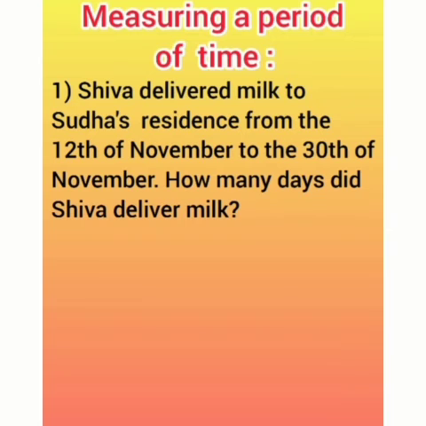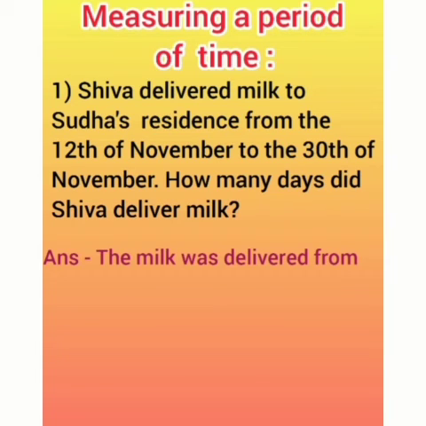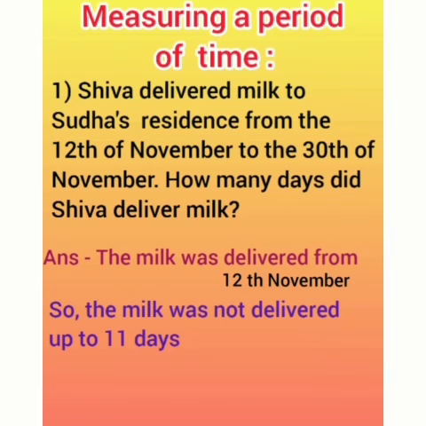Measuring a period of time. Let's study the following example. Shiva delivered milk to the Sudha's residence from the 12th of November to the 30th of November. How many days did Shiva deliver milk? Students, tell me, milk was delivered from? Teacher, 12th November. So, milk was not delivered up to the 11th November.